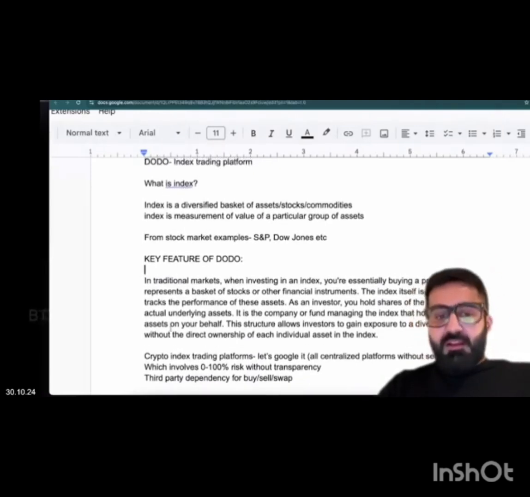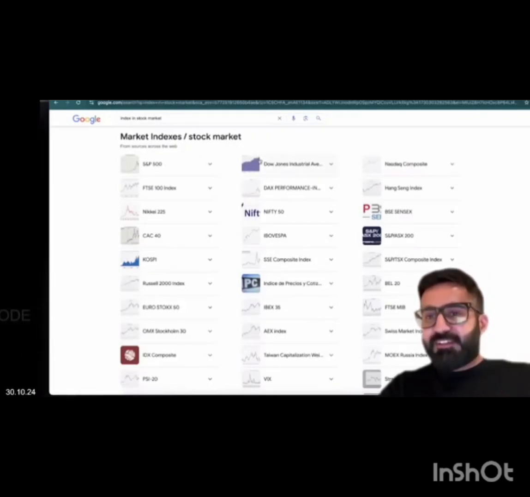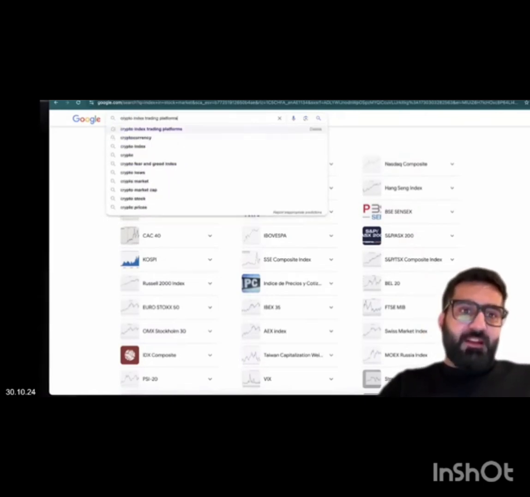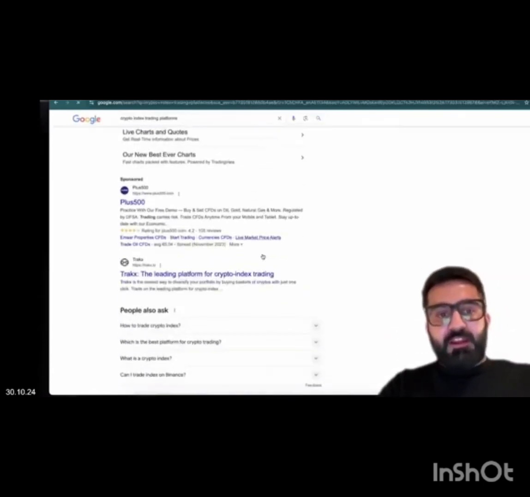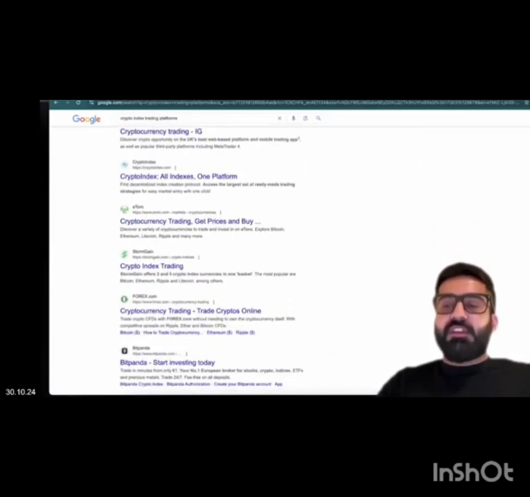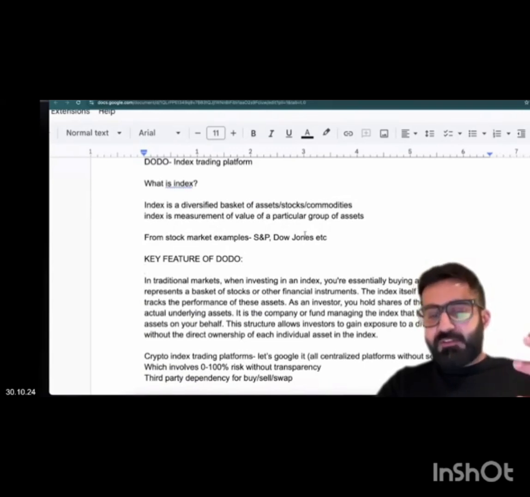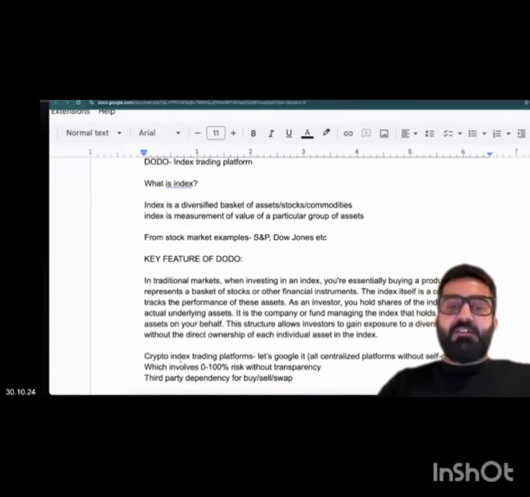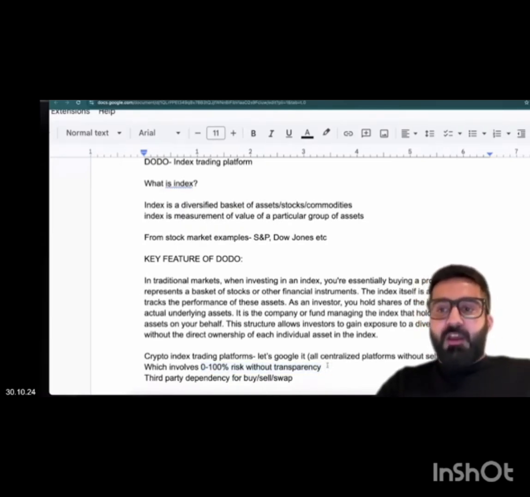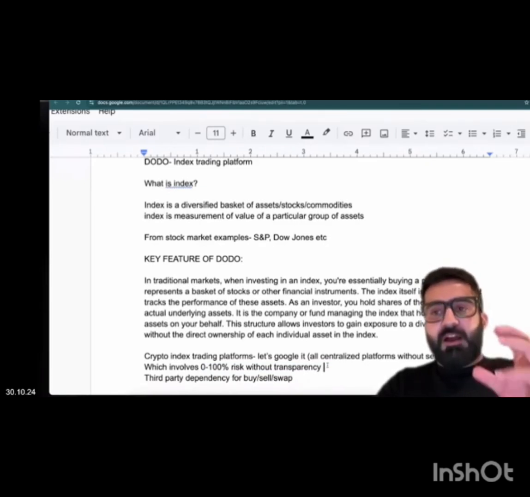Crypto index trading is also there. It is not like we are introducing crypto index trading for the first time. If we Google crypto index trading platforms, we will get all centralized platforms where you can trade using cryptocurrencies on the basis of indices, but which involve 0 to 100% risk without transparency, because you don't have custody of the underlying assets. You buy the stocks of a particular index only.